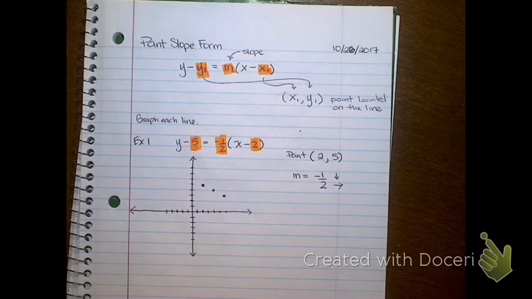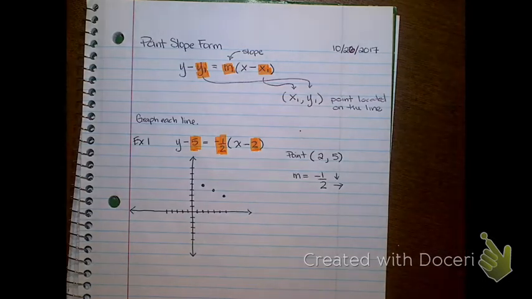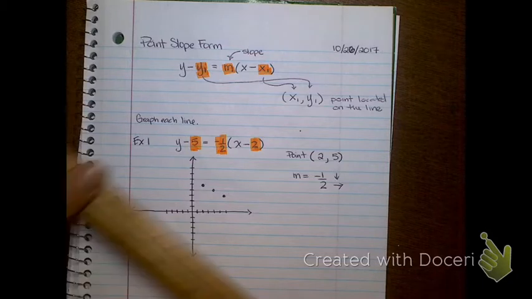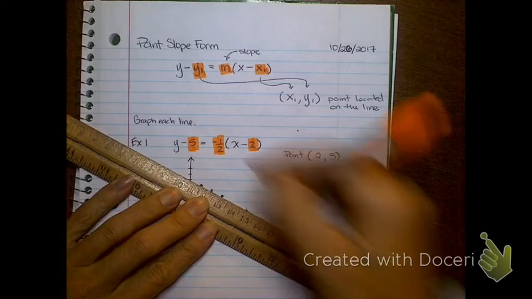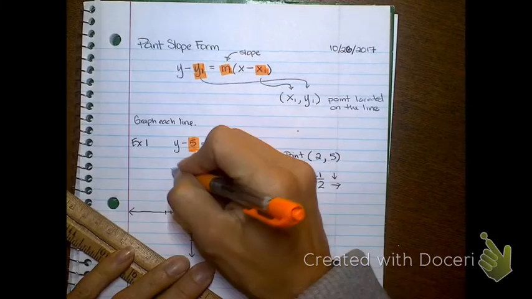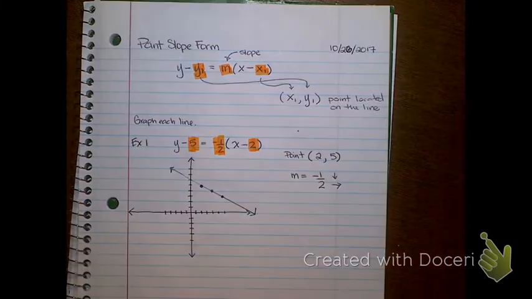And I could keep doing that if I had a lot more room on my graph. But as long as you have at least 3 points, that's probably plenty. You can get an accurate idea of what your graph is doing if you have at least 3 points. Now we're going to take a straight edge and connect. And so there's my line.